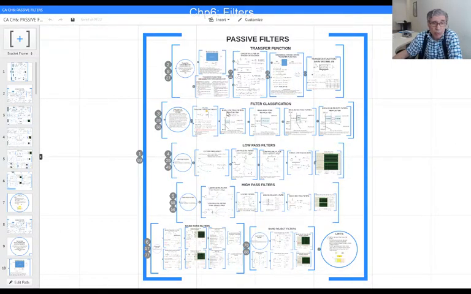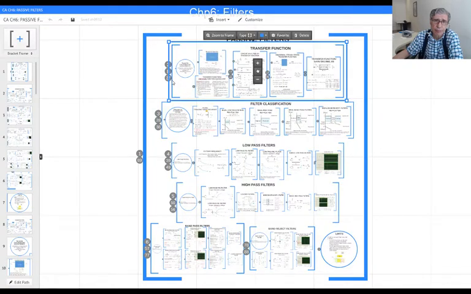And then we will be examining filter classification. After that classification, each group will be examined in details: low pass filters, high pass filters, band pass filters, and band reject filters. Let's go into passive filters.